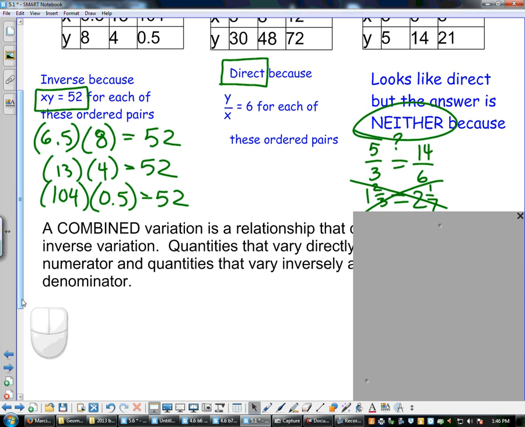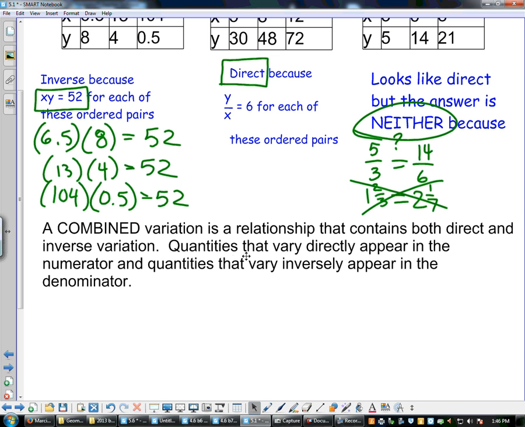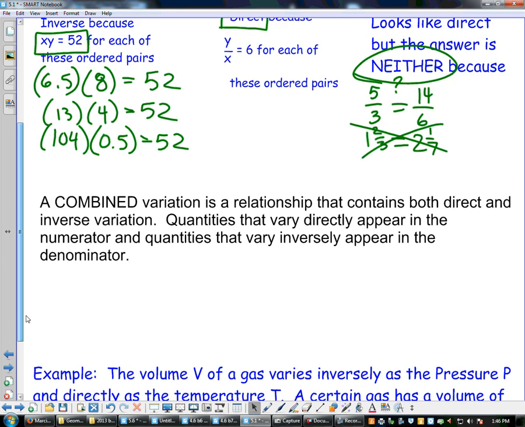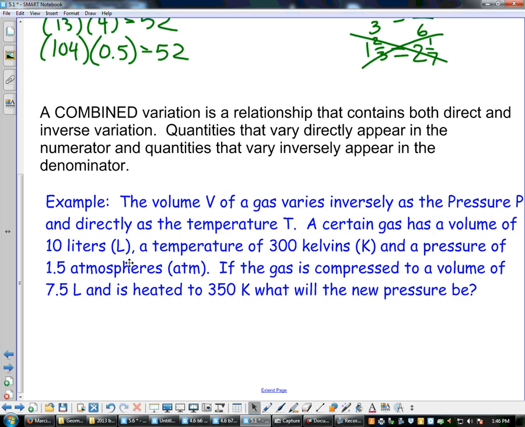All right, one last type of variation that we need to look at, and this one is called combined. A combined variation is a relationship that contains both direct and inverse variation. Quantities that vary directly appear in the numerator, and quantities that vary inversely appear in the denominator. So let's take a look at this example.